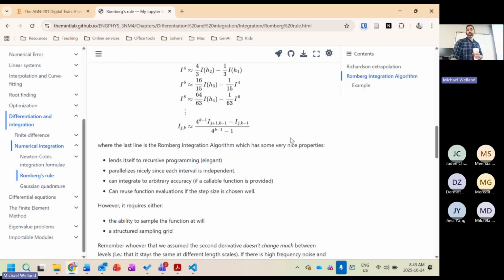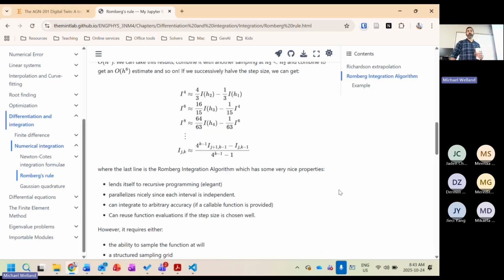Okay, so the nice property of Romberg is that it lends itself to recursive programming. As I mentioned last class, if you haven't done recursion in programming, it's a bit of a mind twist to get it, but once you get it, the code that comes out is very, very beautiful, very easy to maintain and keep track of. It parallelizes very easily because integration is summative between the intervals.